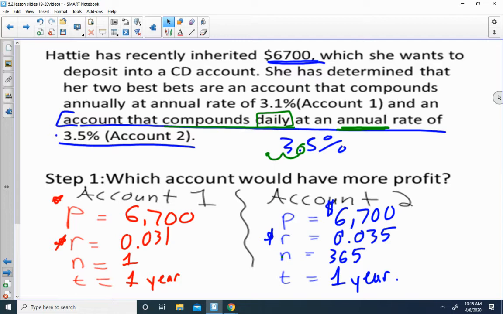Okay, so now we have all the information we need. We got the P, R, and T for each account. So now what we're going to do is we're going to have to use that formula for each account and then see which one has more profit. And then we're going to be doing that on the next slide.